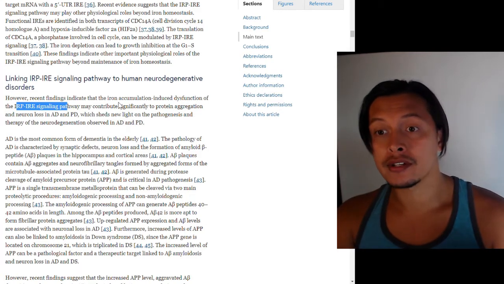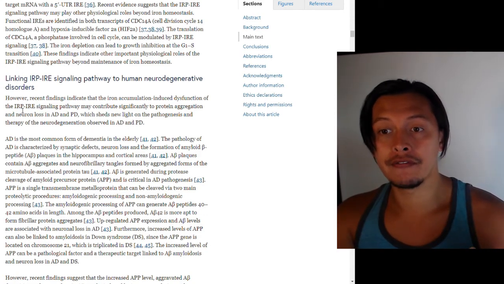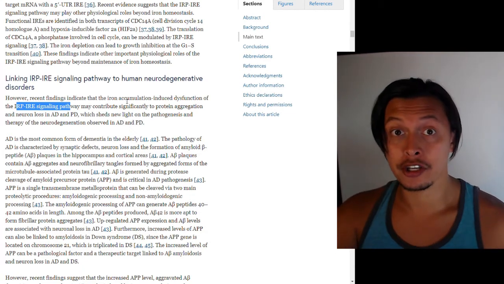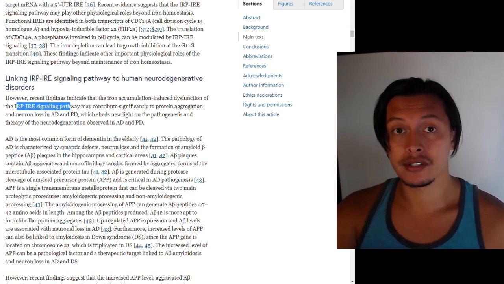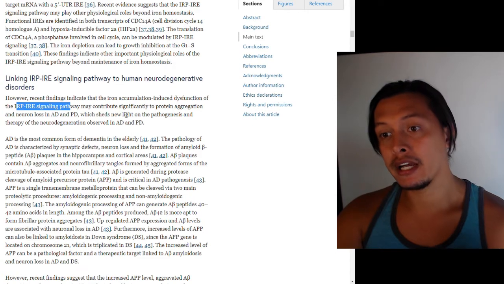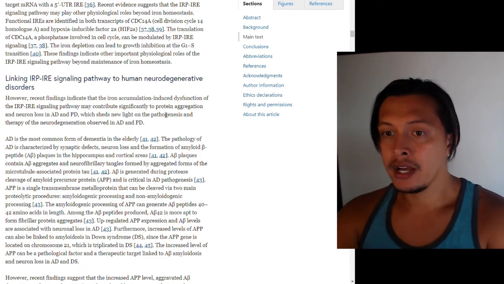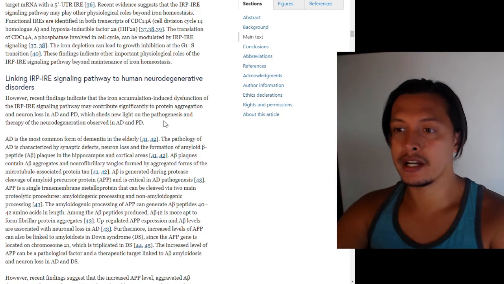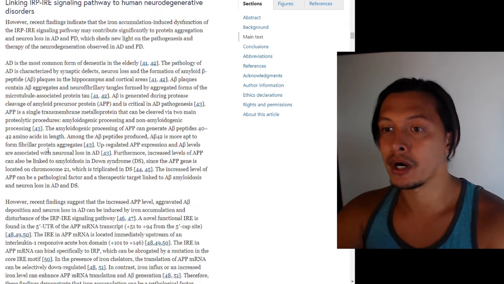aggregation and neuronal loss. Now, granted, remember, this is a feedback loop, so if your IRP-IRE signaling pathway gets screwed up, that's also going to possibly lead to iron accumulation as well. So this might be one of the reasons why we have progressive diseases, because this IRP-IRE signaling pathway influences iron accumulation, and iron accumulation influences IRP-IRE signaling. Continuing, so this sheds new light on the pathogenesis and therapy of neurodegeneration observed in Alzheimer's disease and Parkinson's disease.